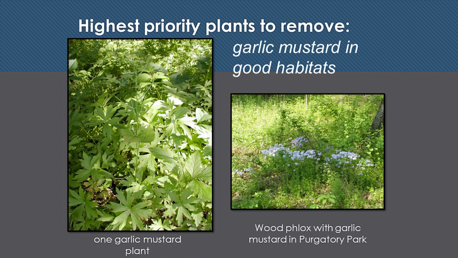Okay, so highest priority plants to remove: the garlic mustard in good habitats. So if we've got a park that is just wall-to-wall garlic mustard, that's not the place we're going to go for high priority. We're going to go to where we've got good wildflower populations left over. We're going to go to the best habitats and try and take care of those. The ones that are the worst habitats are low on the priority list because they just suck all of your resources. So we've got to find those populations and work on those.